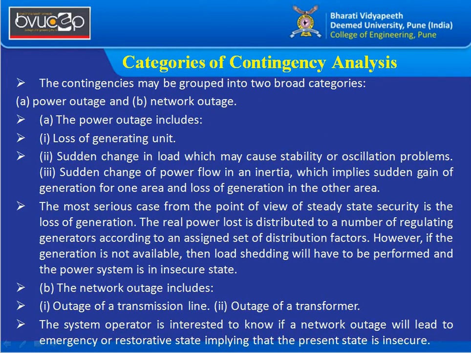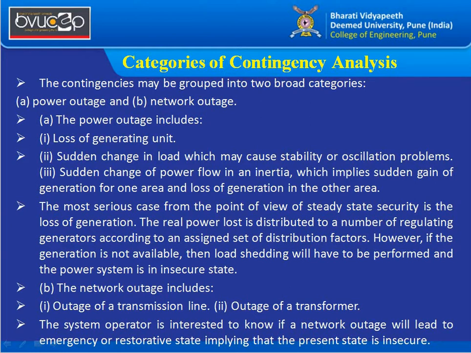The most serious case from the steady state security point of view is the loss of generation, because it is going to affect at a very large scale. To overcome this, the real power lost is distributed to a number of regulating generators according to an assigned set of distribution factors. Those distribution factors we will discuss later on. However, if the generation is not available completely, as long as we have the reserve facility, we can continuously supply the demand. But in case there is no generation available, then we have to go for load shedding, that is going to be a blackout, and the power system goes into the insecure state.